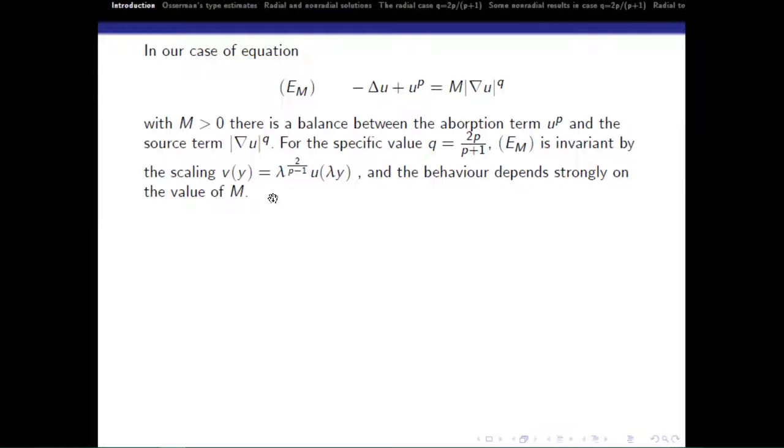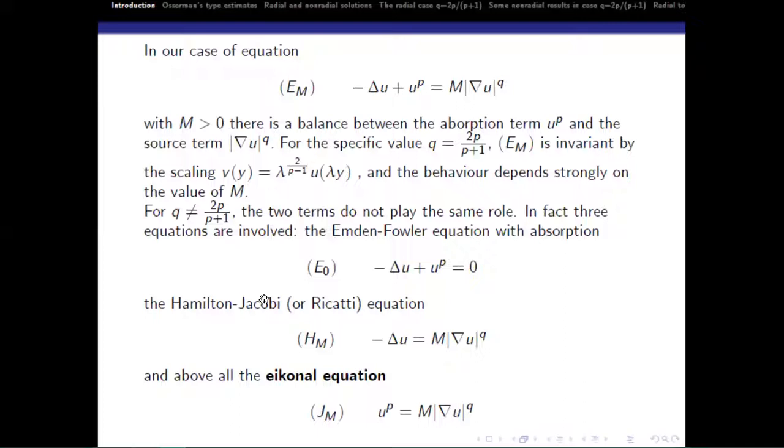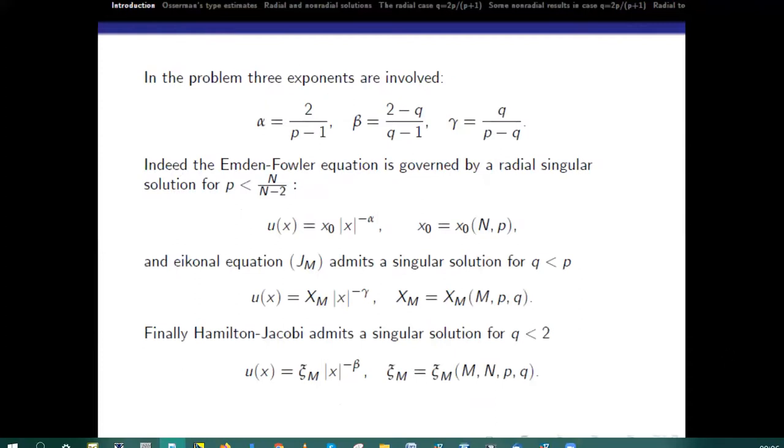For q different from 2p over p plus 1, the two terms don't play the same role. In fact, there are three equations involved. First, the Emden-Fowler equation with absorption, minus Δu plus u^p equals zero. Then the Hamilton-Jacobi, also called Riccati equation, minus Δu equals m |∇u|^q. And above all, as we will see after, the eikonal equation, u^p equals m |∇u|^q, where no Δ is involved. So in this problem, three exponents will be involved.